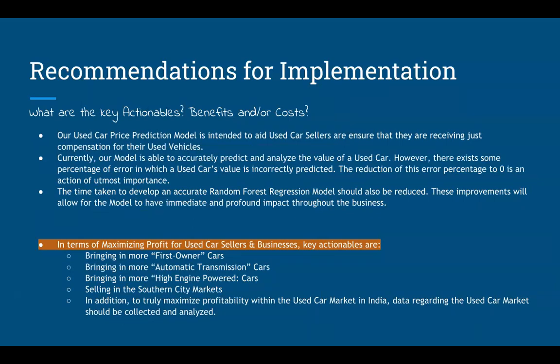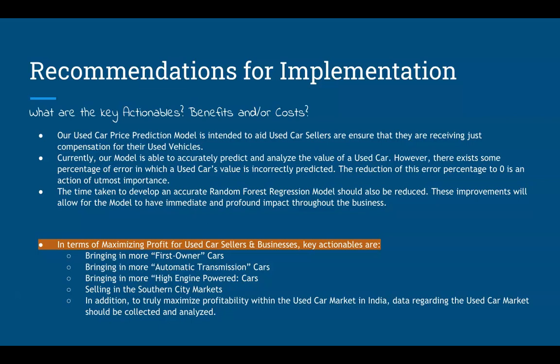So what are our recommendations for implementation? Key actionables include that our used car price prediction model is intended to aid used car sellers and ensure that they are receiving just compensation for their used vehicles. Currently our model is able to accurately predict and analyze the value of a used car. However, there still exists a slight percentage of error where a used car could potentially be incorrectly predicted. The reduction of this error percentage to 0 is of utmost importance and our number one goal moving forward.